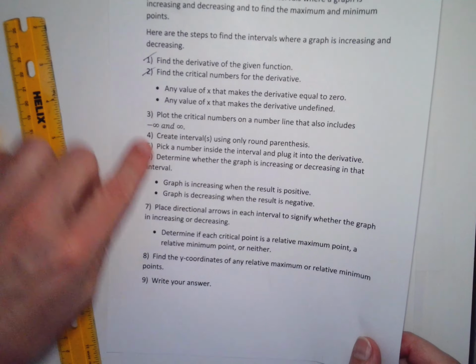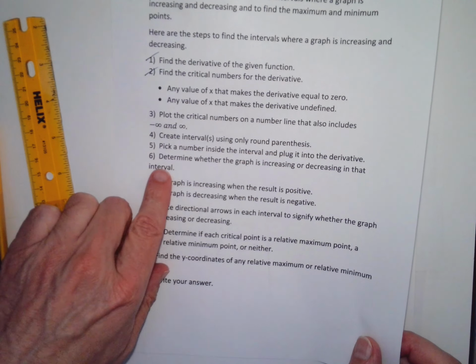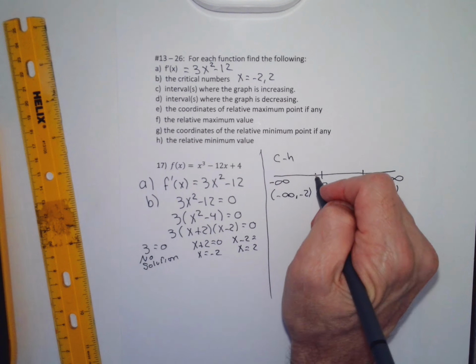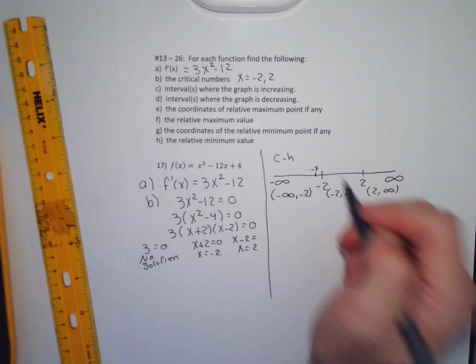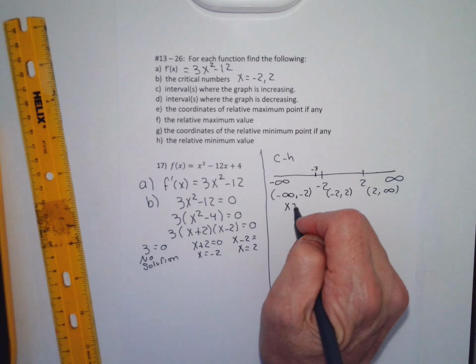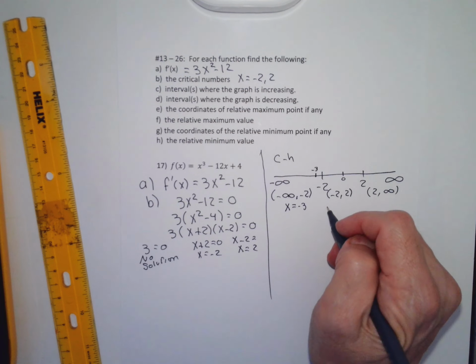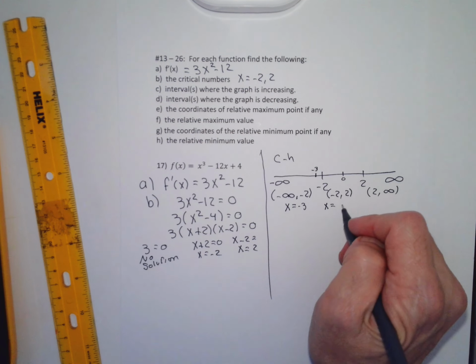After I create my intervals, I pick a number inside each interval and plug it into the derivative, figure out if the graph is increasing or decreasing. In my first interval, I'm going to plug in -3. I can't plug in 0 because it's not in this interval, so I just pick a number real close to the edge. In the middle interval, I'm going to plug in 0 because 0 is an easy number for me to do, and it's inside that interval.